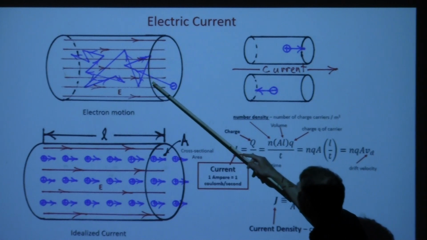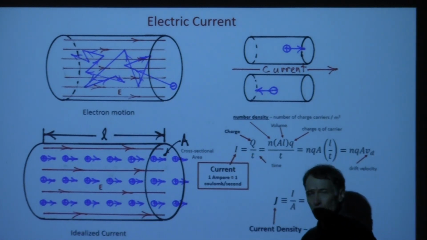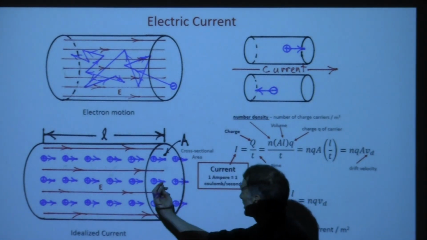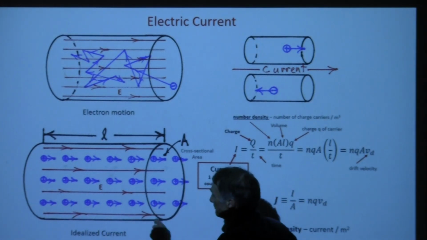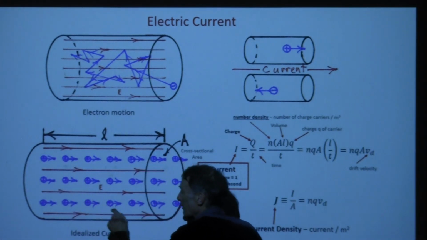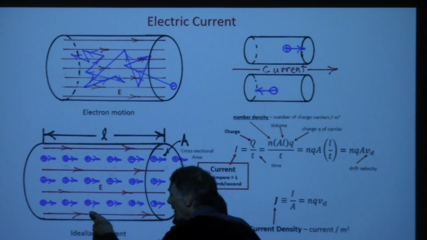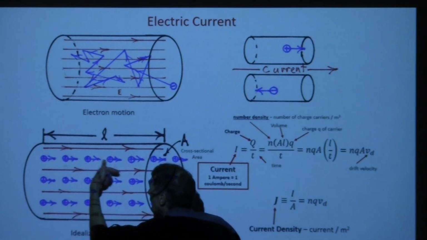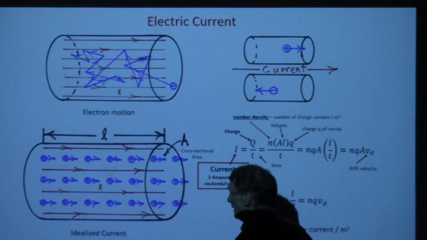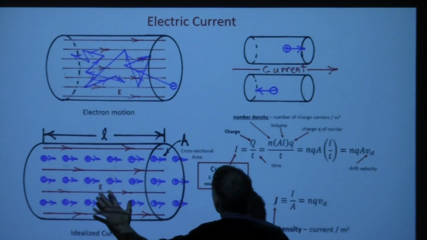We can take this idea, and I call it an idealized current. Think of this more like a tube of toothpaste. You squeeze it, and it just comes out. You've got to consider that all your charge carriers, and I'm using the positive current convention, are all drifting along with the drift velocity. And if we have a section of wire of length L, it's got a certain number of them.